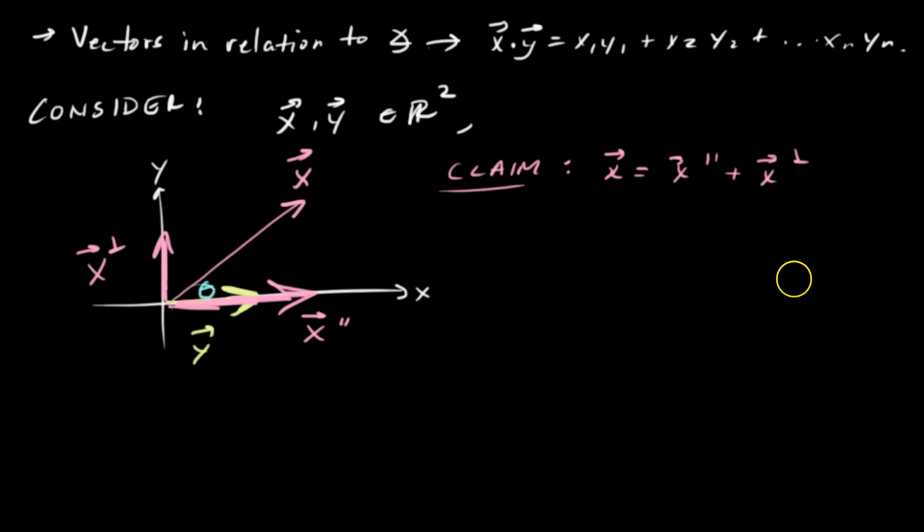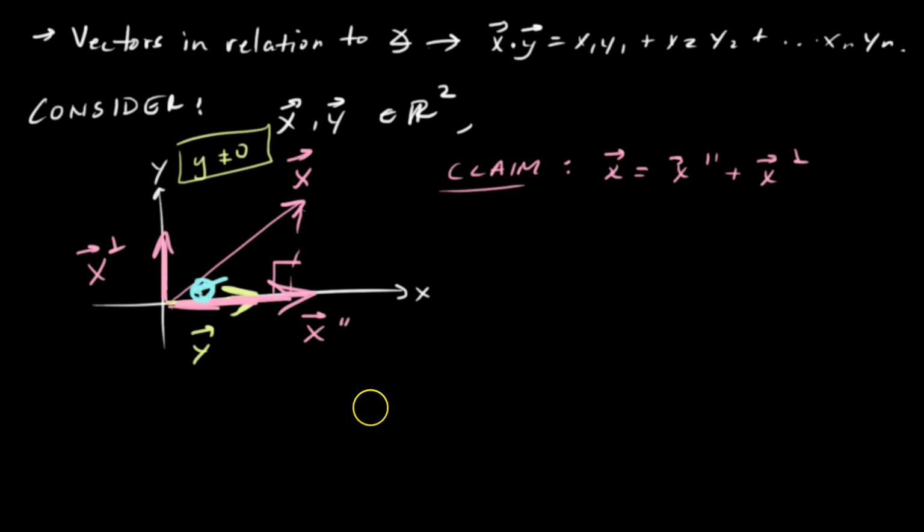Okay? And this is all based on the assumption that y does not equal 0. So y does not equal 0 is very important here, as you'll see in a second. Okay, we have this. So we dropped x parallel and x perpendicular, and of course this is a right angle. We have our theta here.